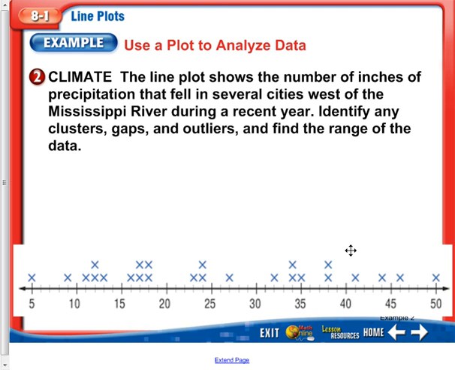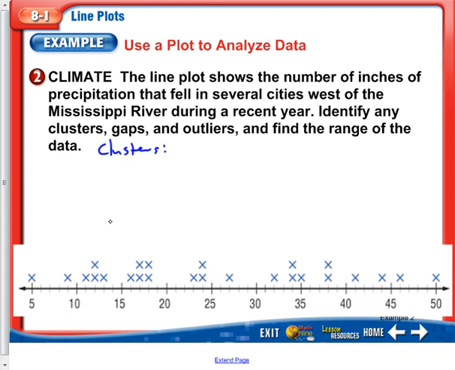All right, so the line plot shows the number of inches of precipitation that fell in several cities west of the Mississippi River during a recent year. Identify any clusters, gaps, and outliers. So here, the data is already here for us. So let's go ahead and list some clusters.